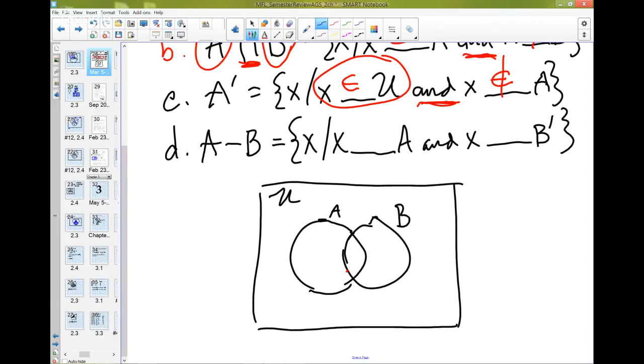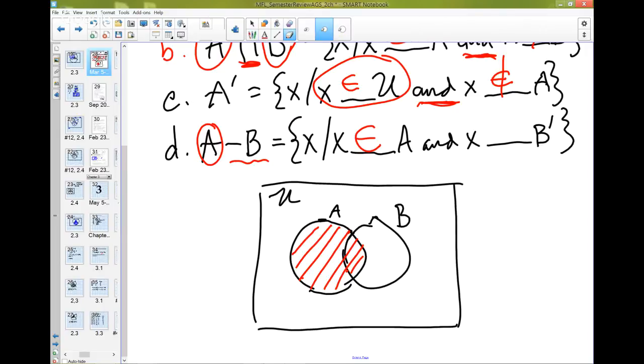Okay, we're starting with A here, right? So that should be everything in A. So we would start by having everything in A shaded in. That's how you start. And then you remove the B. I don't know if I can get my eraser small enough, but that means you would take this away, right? Is everybody convinced of that? Okay, good. So that's A minus B.